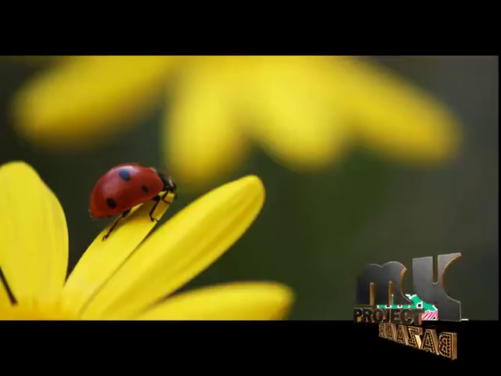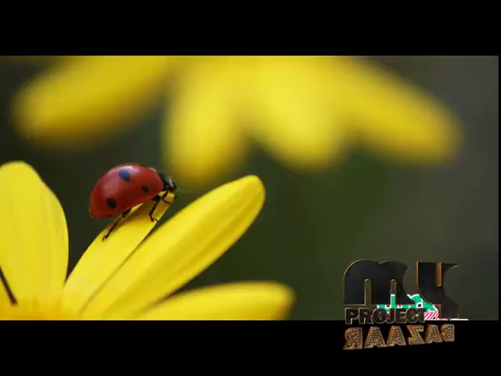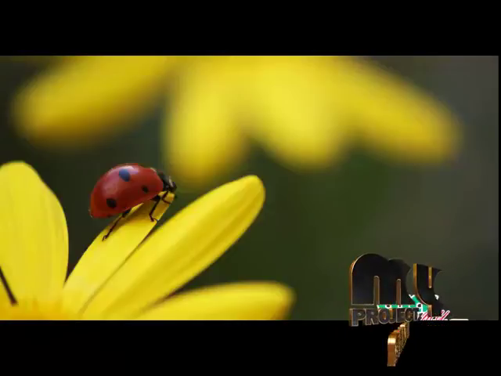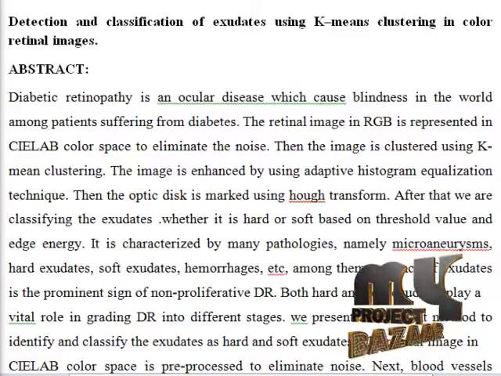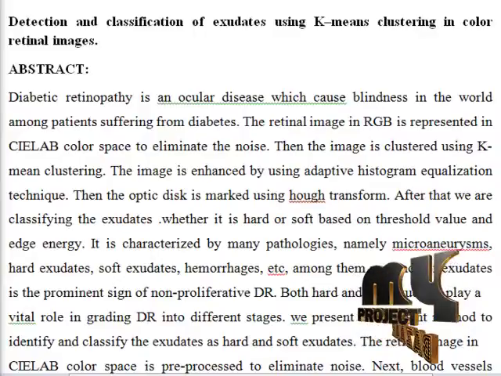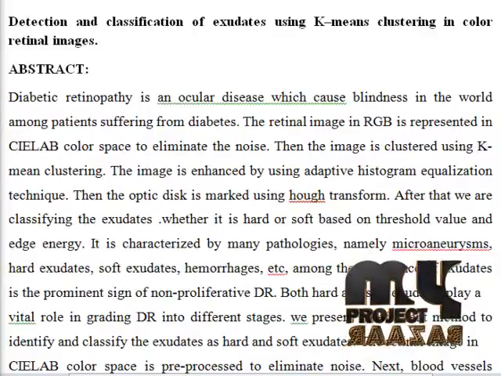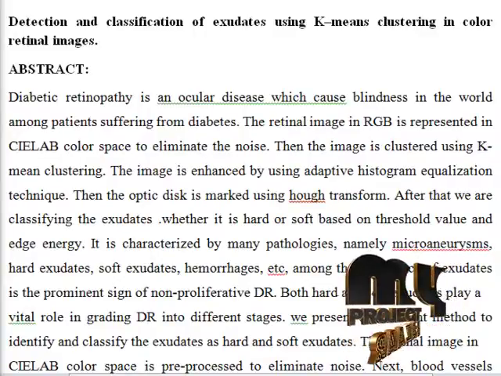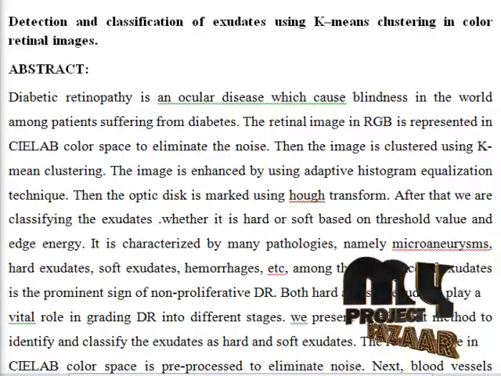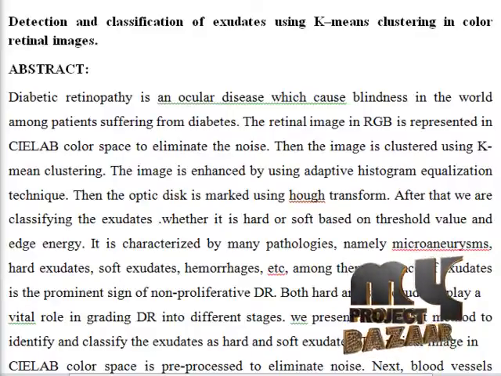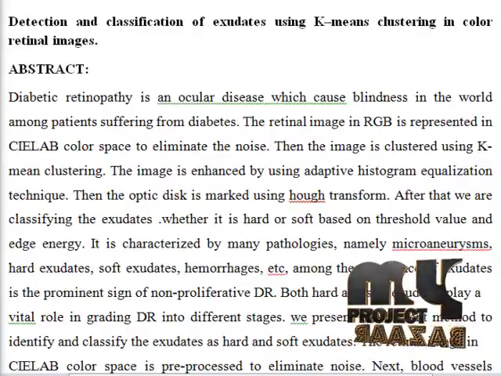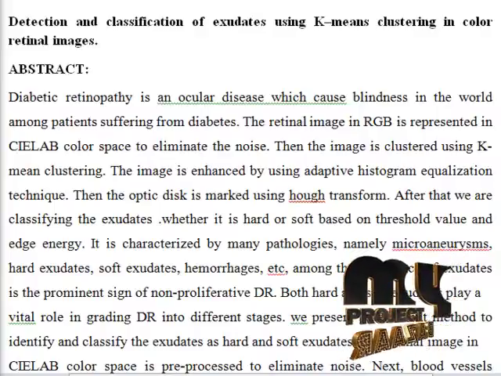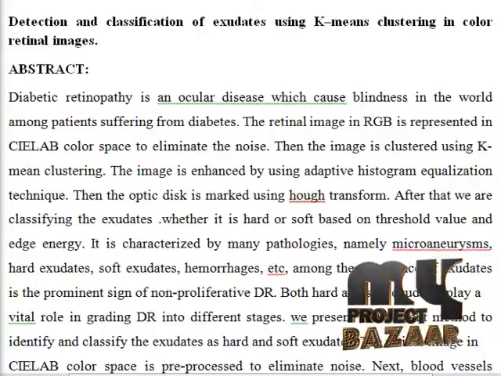myprojectbazaar.com. Let us discuss the process called detection and classification of exudates using k-mean clustering in color retinal images. Let us discuss the abstract for this process. Here, diabetic retinopathy is an ocular disease which causes blindness in the world among patients suffering from diabetes.